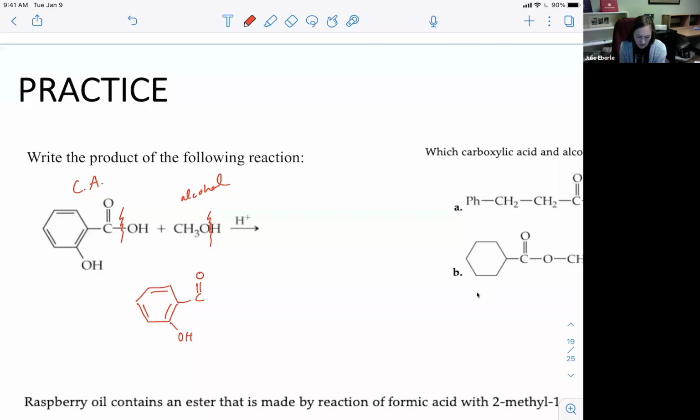Okay, so this is my carboxylic acid, and I have pulled off the OH. I'm going to highlight this part of the alcohol right here, which is what I'm going to now bond to this carbon. OCH3. It looks a little reversed, but that's the part that bonds. And that's what makes the ester, and then we know the other product is always water.